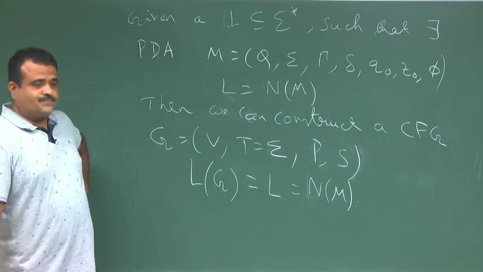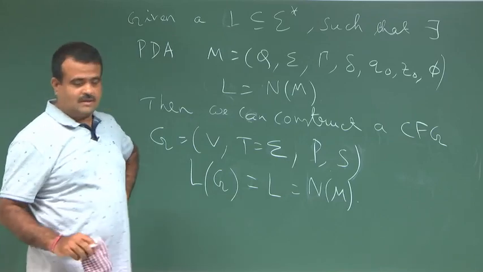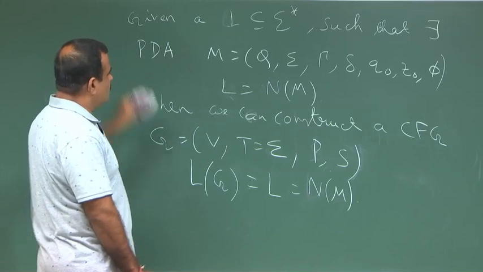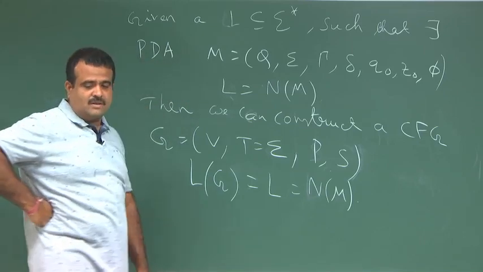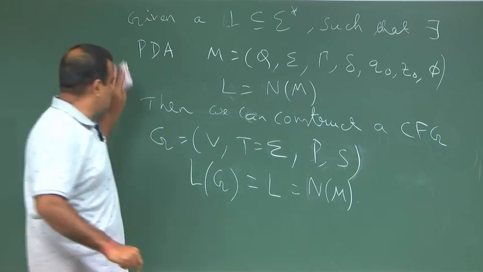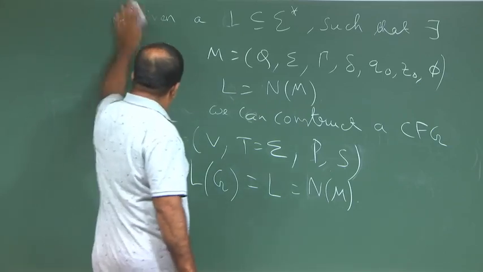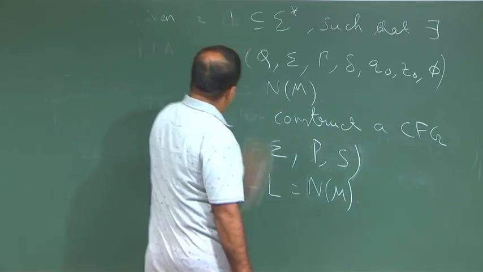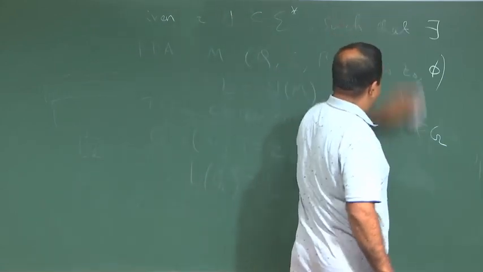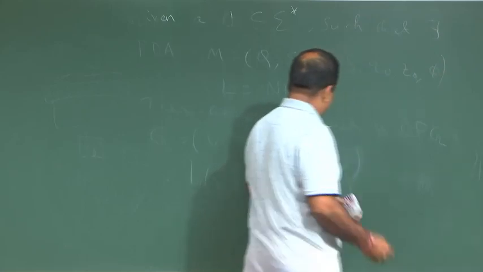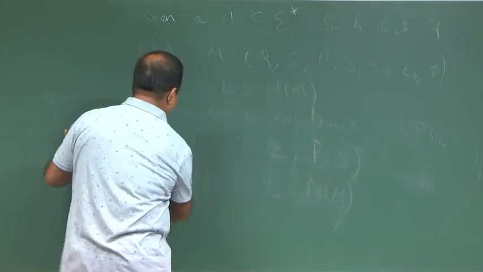Now, we will see the construction of such a grammar. From a given PDA, how we can construct such a grammar, that construction we will see. For that we need to define the symbols, the variables. Terminals are the same, that is sigma, but variables we need to define.